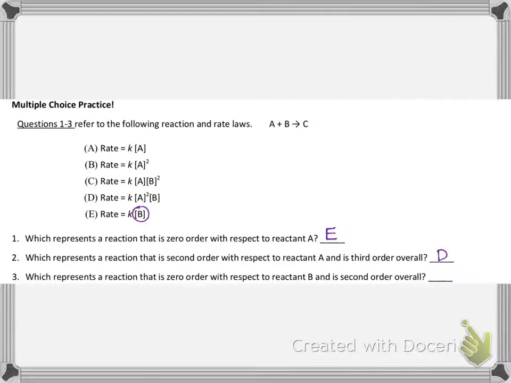And then last but not least, 0th order with respect to B, so no B at all, and second order overall, which means it must be second order with respect to A, right? Because it was 0th order with respect to B. So, hey, that one was answer choice B.